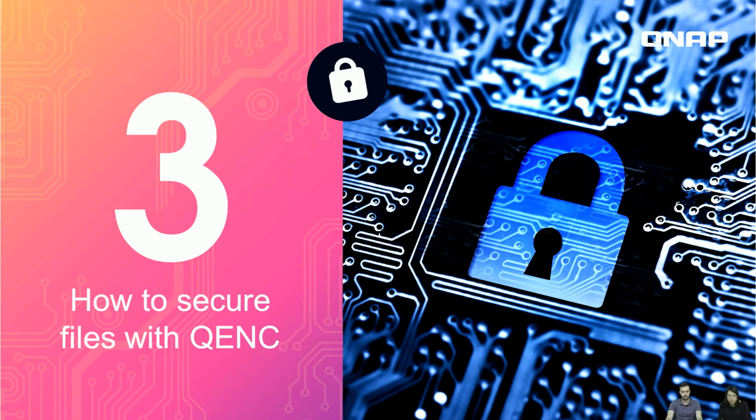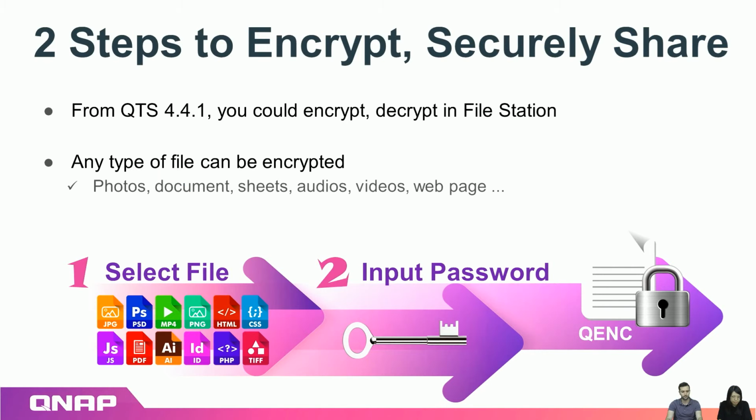In the third part, we provide step-by-step instructions to let you know how to use QENC to secure files. QENC encryption and decryption tool will soon be available on File Station running with QTS 4.4.1. No matter what type your file is, it can be encrypted by the QENC tool. All you need to do is two steps. First, select them, and second, input the password, and then the files are secured.